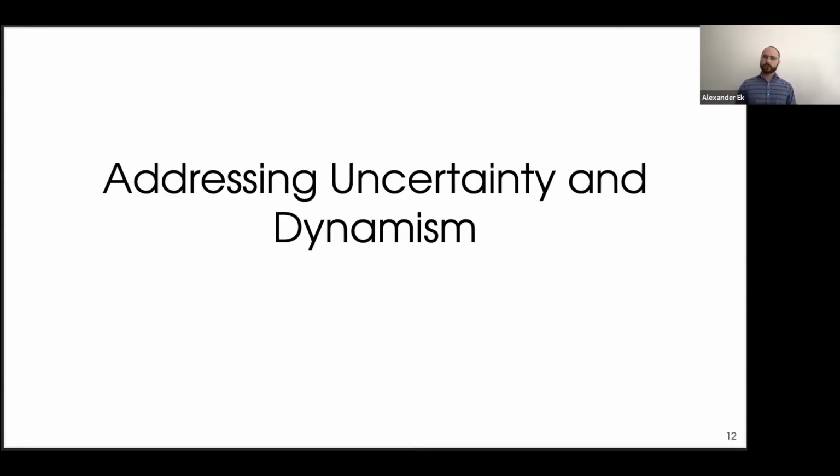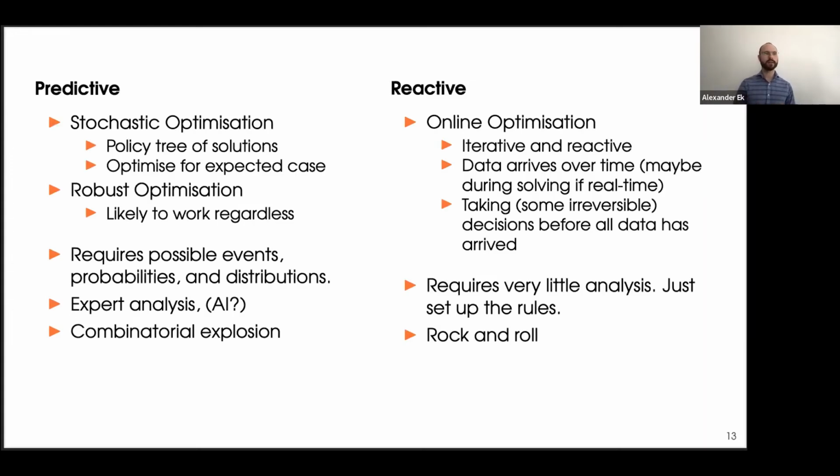So how do we address uncertainty and dynamism? I like to divide it up into two camps. We have the predictive camp and we have the reactive camp. And of course, I'm dividing it here, but we can combine them if we want to get really advanced. But let's look at them by themselves.